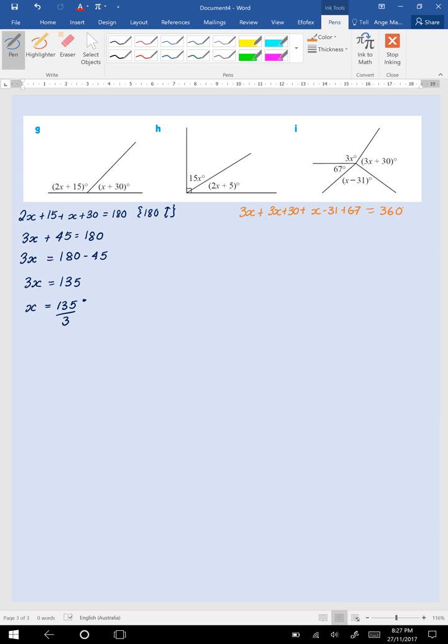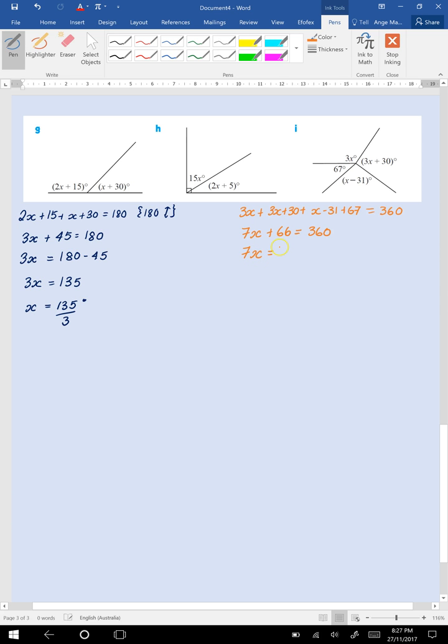Time to simplify. Gather all your x's. I've got 3 plus another 3, so we've got 6 plus one more here, 7x. Again, I hope you are just checking. If you just needed that start, pause the video, stop, and then see if you can work it out for yourself. So we're now going to gather these like terms. 30 take 31 is minus 1, and then plus the 67. I've got plus 66 equals 360. The 7 and the x are together. They'll be separated last. To get rid of the plus 66, we shall, yep, you've got it, take.